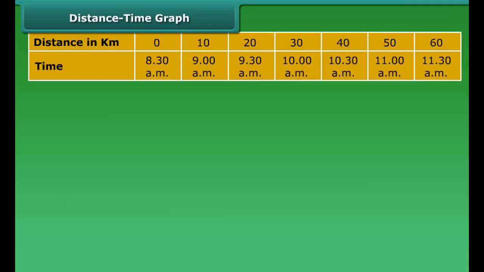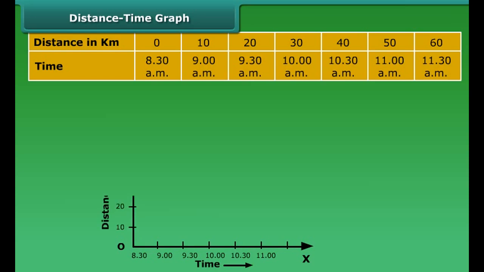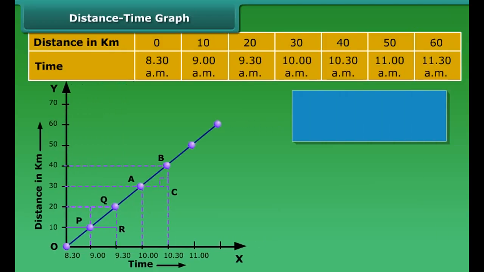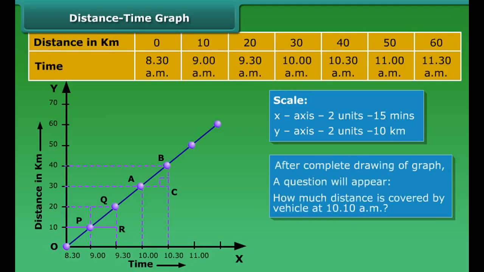For this purpose, first draw a horizontal line to represent the x-axis and a vertical line to represent the y-axis and mark them as OX and OY. Measure time along the x-axis and distance along the y-axis. Mark values for the time and the distance on the respective axes. Now plot the points on the graph paper, each point representing a specific combination of distance and time values.